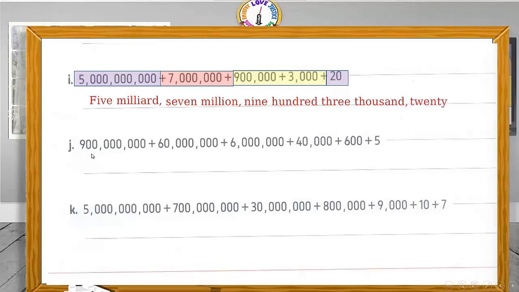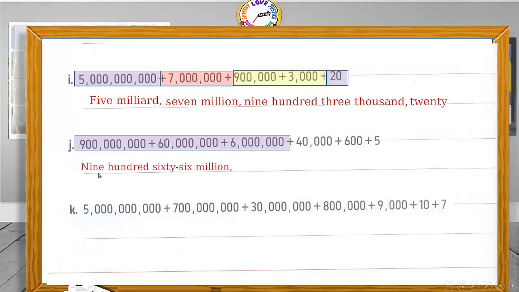Next one 900 million, 60 million, 6 million. Focus well. 3 millions. So the numbers together inside one period, so write 966. That means 966 million. Next period we have 40,000 and here 400. This, in second period we have 40,000 only. Write 40,000. 605. Write 605 in last period.